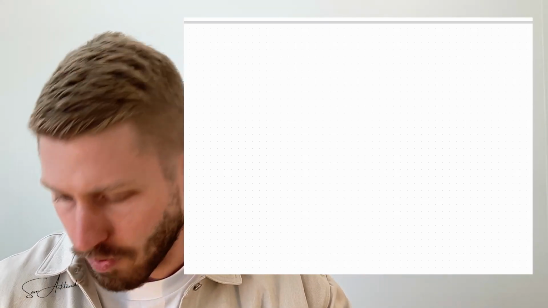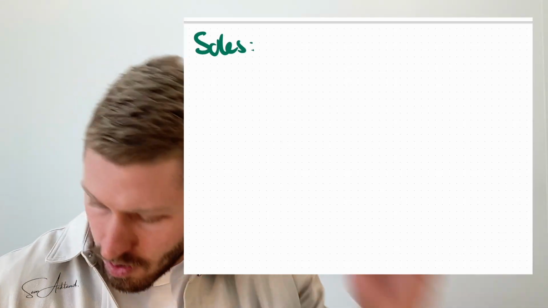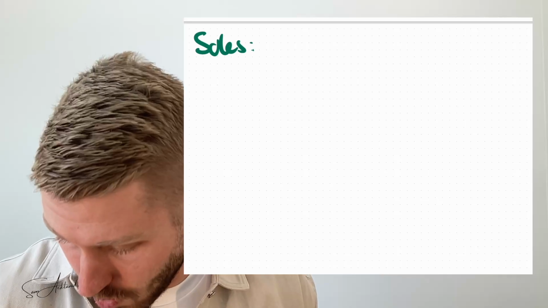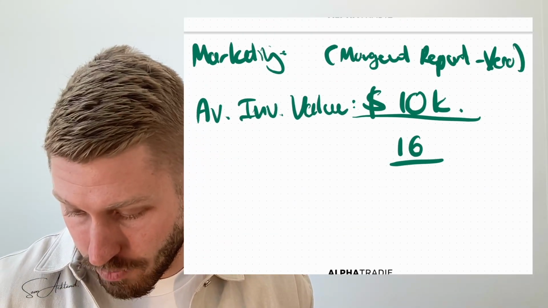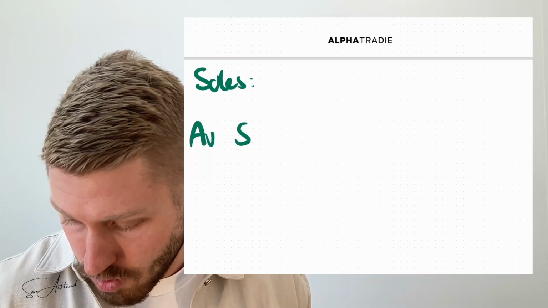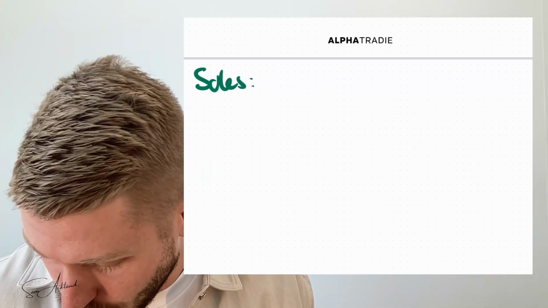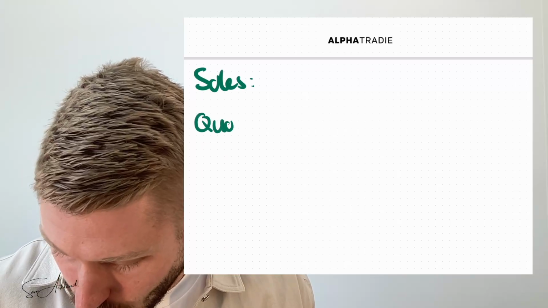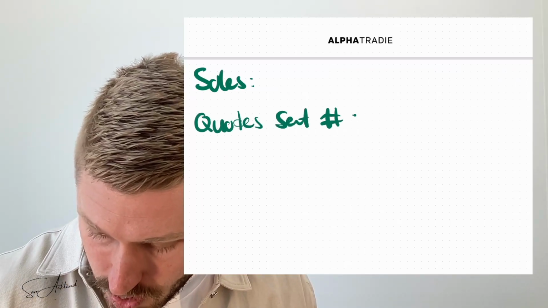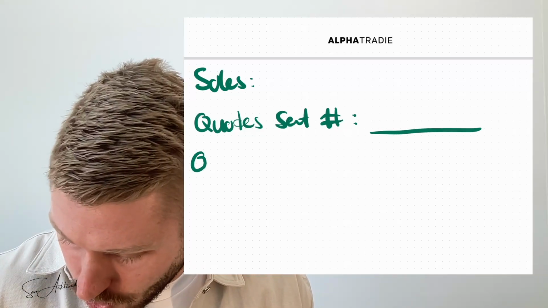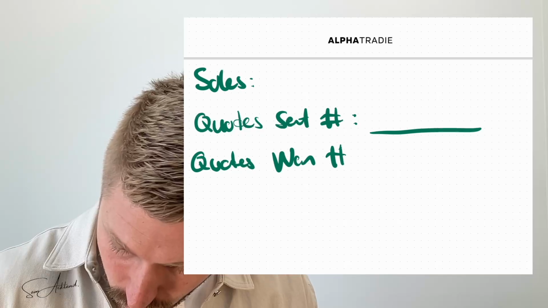So next up, we've got sales. And in sales, I want you to draw from the management report as well. Sorry, not the average invoice value. This is from your job management system. I want you to draw out your number of quotes sent, and I want you to draw out your number of quotes won.